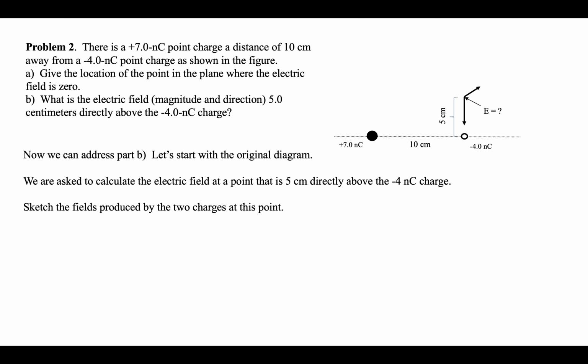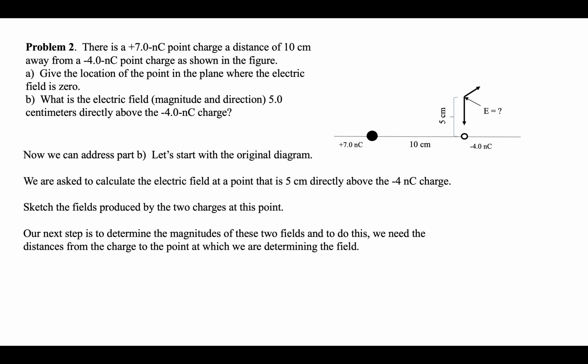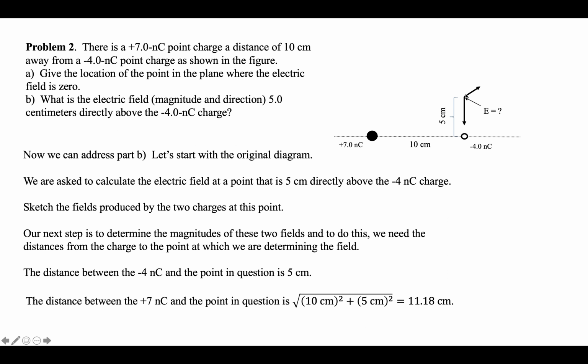I can calculate their magnitudes, but I need to know the distances. I have to get how far away the charges are from the point at which we want to calculate the field. This one's easy. It's 5 centimeters away. That's given. We have to get the distance from the 7 nanocoulomb charge to the point 5 centimeters above the minus 4 nanocoulomb charge. It's 10 centimeters over, 5 centimeters up. That is the Pythagorean theorem. And we get that the distance from the 7 nanocoulomb charge to this point is 11.18 centimeters.